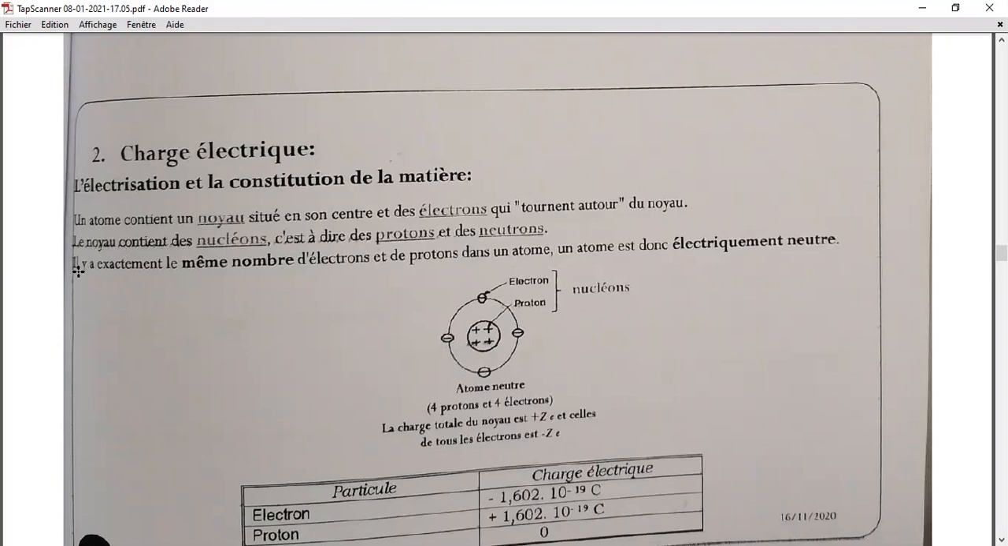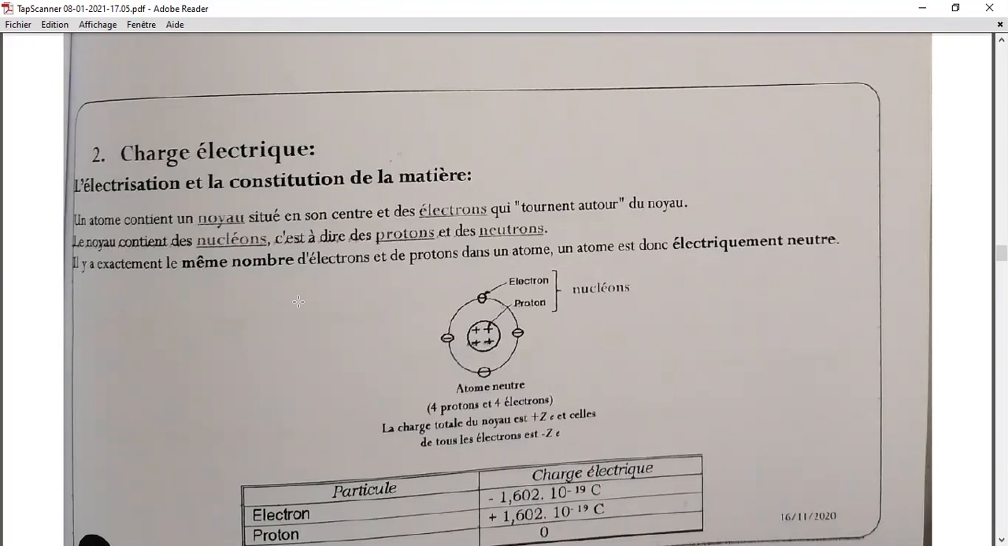Then here they're saying il y a exactement le même nombre d'électrons et de protons dans un atome. Un atome est donc électriquement neutre. So they're saying there is an equal number of the electrons, which are negative charge, and the protons, which are positive charge, in an atom.